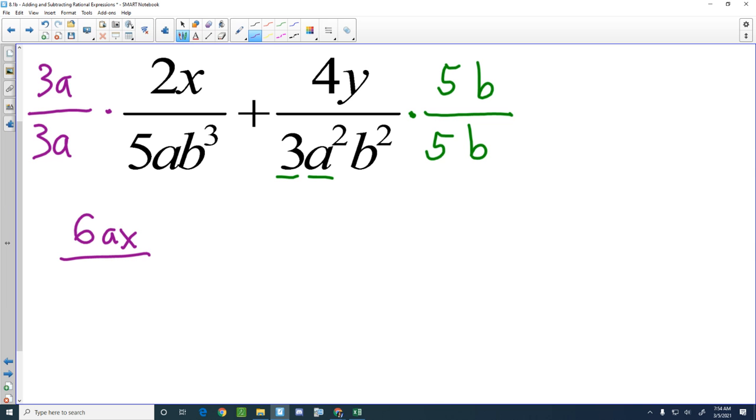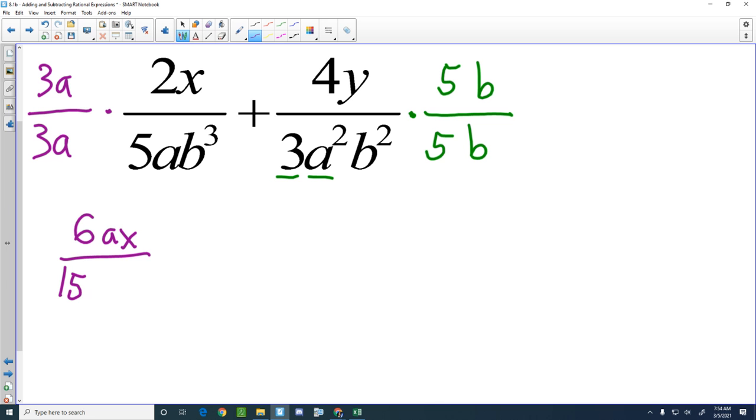In our denominator, we're going to multiply all the common bases. So like the coefficients first get multiplied together. 3 times 5 is 15. And that's what we wanted. We had earlier established that we're going to have an LCM of 15. That's what we were going for.